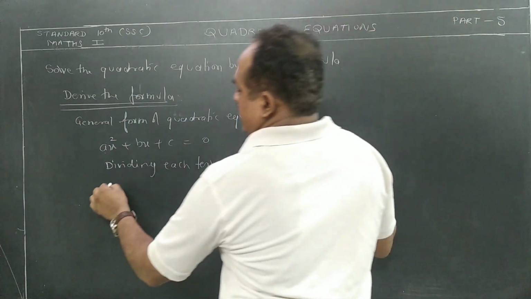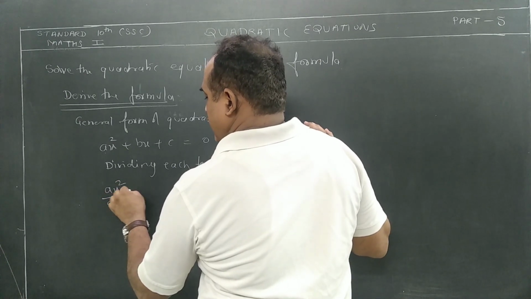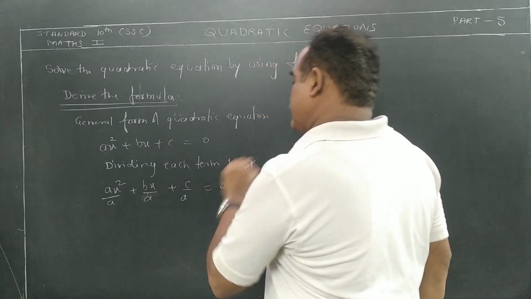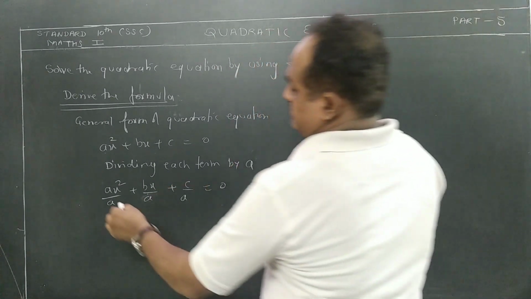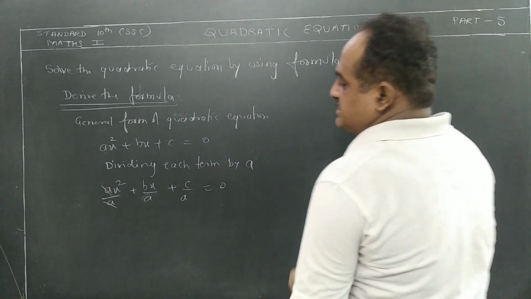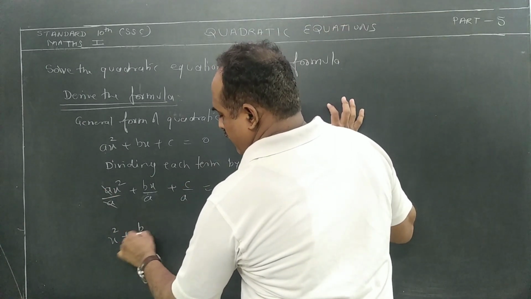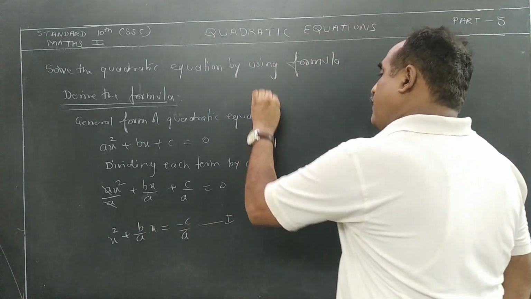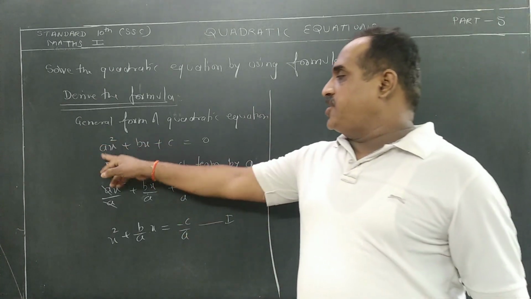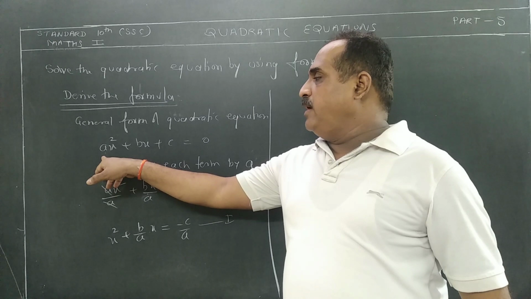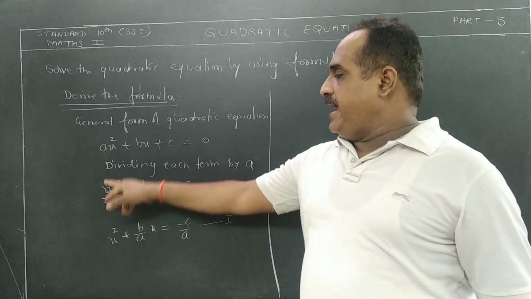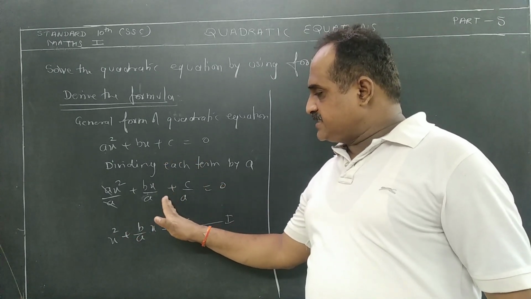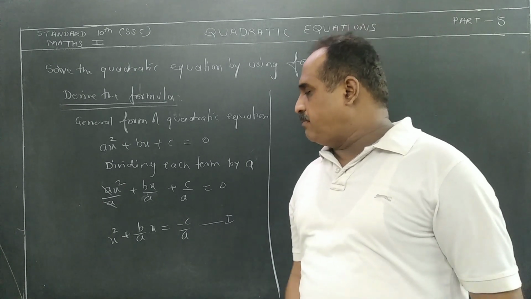So what will happen now? Just tell me. Ax square by a plus bx by a plus c by a is equal to 0. So this gets cancelled. I told you that you transfer the c term on that side. What is there with you now? This is our equation 1. Have you understood up to here what we did? This is general form of quadratic equation, but value of a should be 1. That's why dividing each term by what? Ax square by a, bx by a, and c by a. But you are going to transfer this on right hand side to become minus c by a.